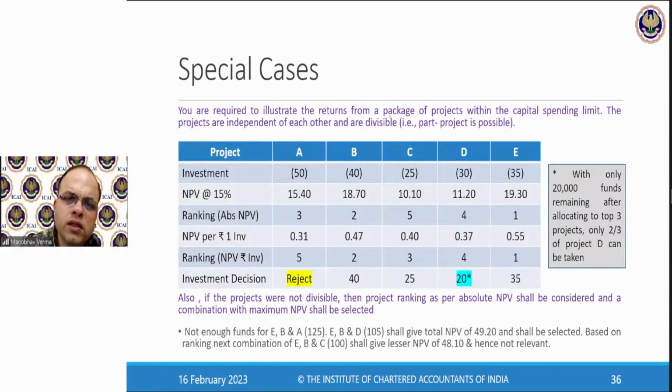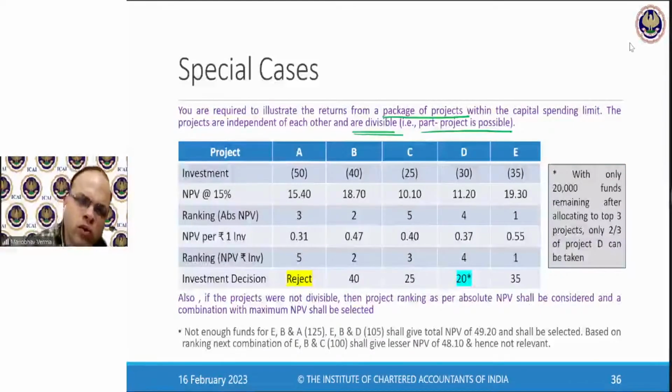What we need to do is decide what could be the package of projects that we could do here, assuming whether my projects are divisible or non-divisible. Now, we will talk about both the scenarios. First, let's talk about the case where the projects are independent of each other and are divisible. That means part project is possible. That's the first discussion we are talking about.